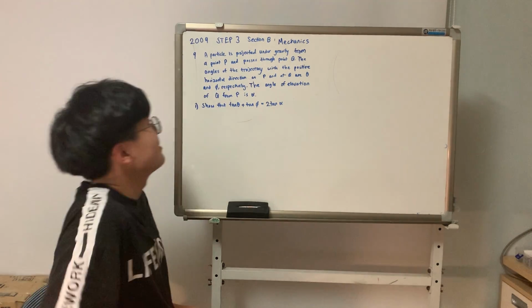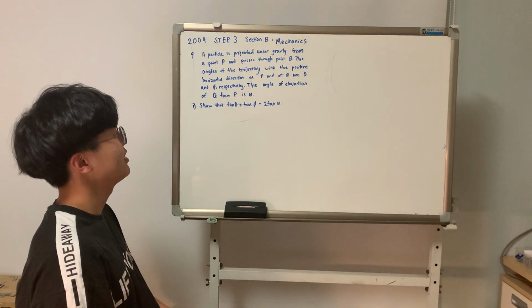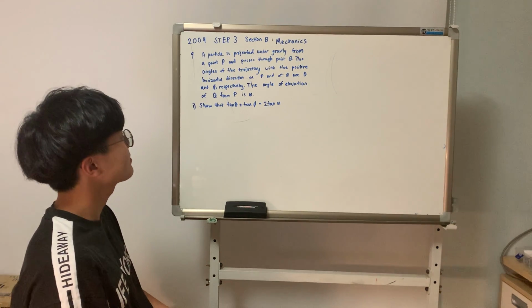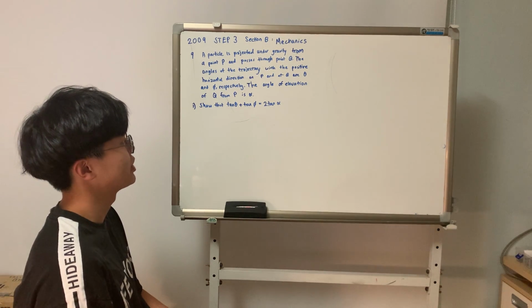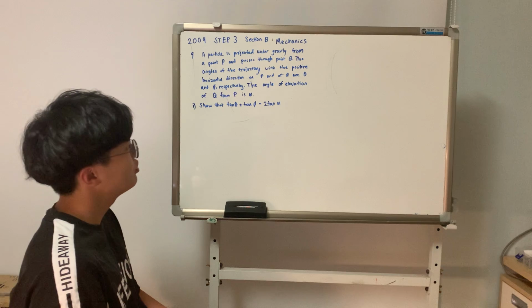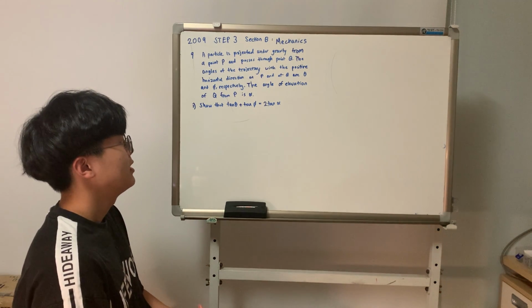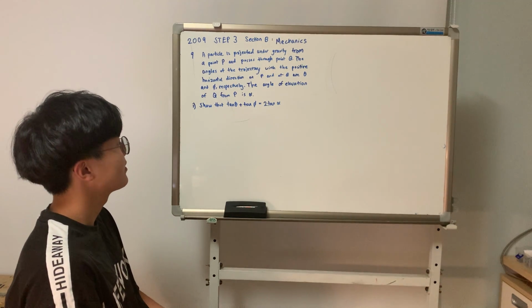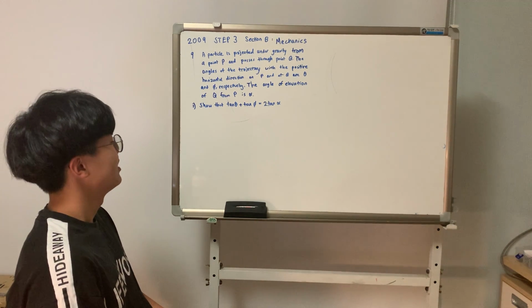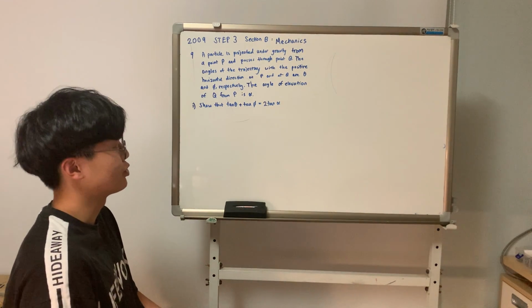The question says, a particle is projected under gravity from a point P and passes through point Q. The angles of the trajectory with the positive horizontal direction at P and at Q are theta and phi respectively. The angle of elevation of Q from P is alpha. So part I here wants me to show that tangent theta plus tangent phi is equal to 2 tangent alpha.